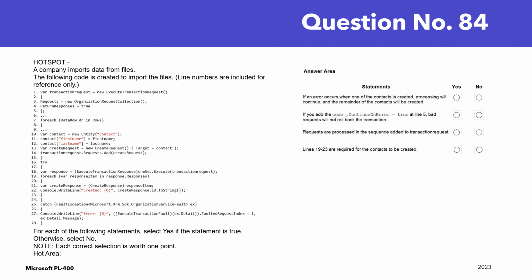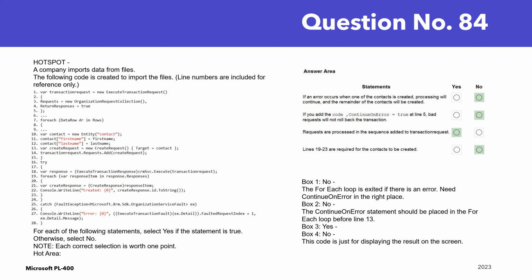A company imports data from files. The following code is created to import the files. Line numbers are included for reference only. If an error occurs when one of the contacts is created, processing will continue, and the remainder of the contacts will be created. Statement: No. If you add the code ContinueOnError equals true at line 5, bad requests will not roll back the transaction. Statement: No. Requests are processed in the sequence added to the transaction request. Statement: Yes. Lines 19 to 23 are required for the contacts to be created. Statement: No.